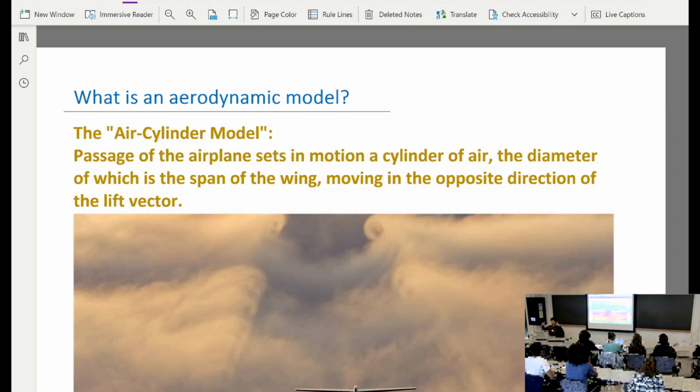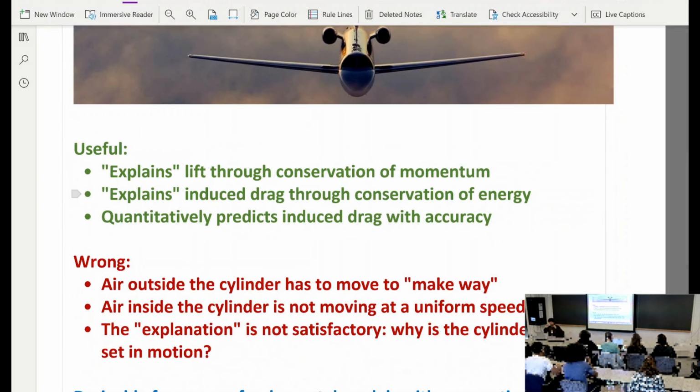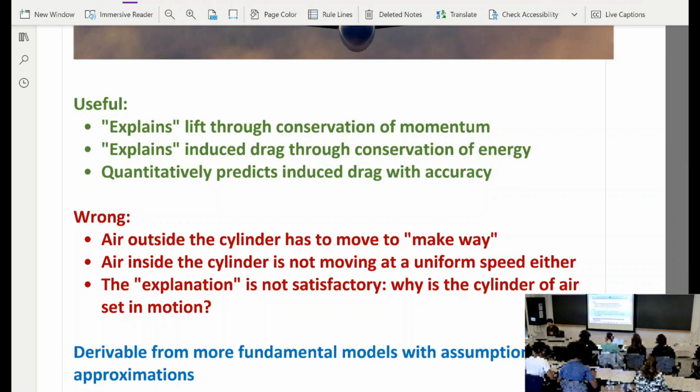So basically, a cylinder of air with the diameter being the span of the wing gets pushed downwards behind the airplane. And we said that it is useful in explaining the lift through conservation of momentum and explaining the induced drag through conservation of energy. It also quantitatively predicts how much induced drag there is with some accuracy. And it has several things that are wrong.